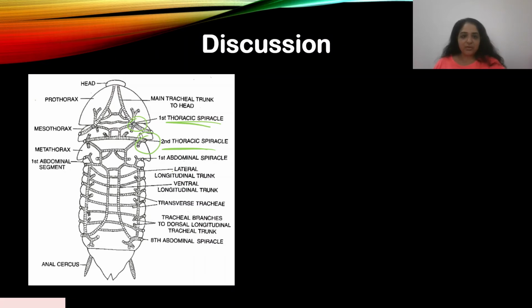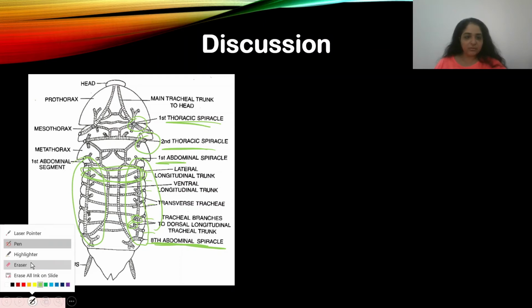Yeah, apart from that, you have abdominal spiracles also. You have the first, second, third, fourth, fifth, sixth, seventh, and then eighth abdominal spiracles. They also occur in pairs, just like the thoracic spiracles. So that leads into the longitudinal trunk. This is what I was talking about. This is the longitudinal trunk, and then that leads into the transverse branches, and then you can see the tracheal branches over here.